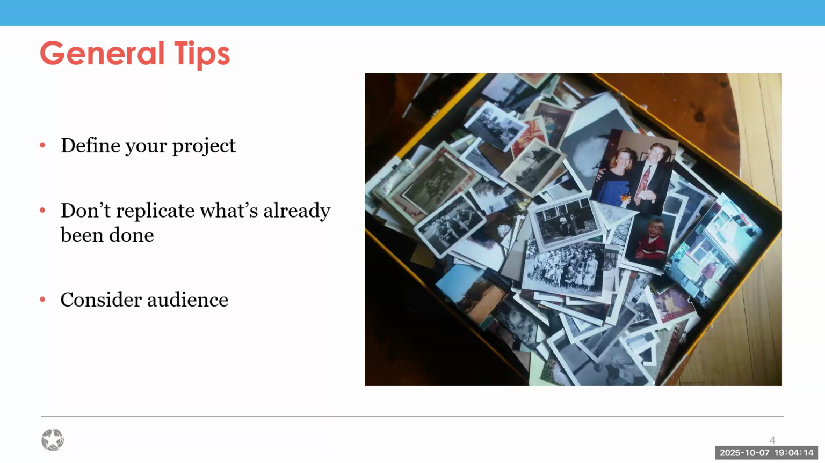And lastly, consider your audience. Who is going to read this? Is it going to be your family, or would you like to do it for a greater genealogical group? What are they going to find interesting or engaging?